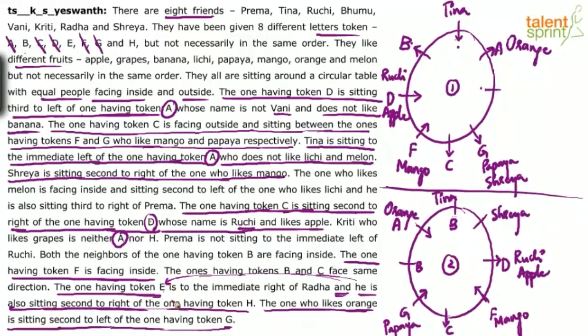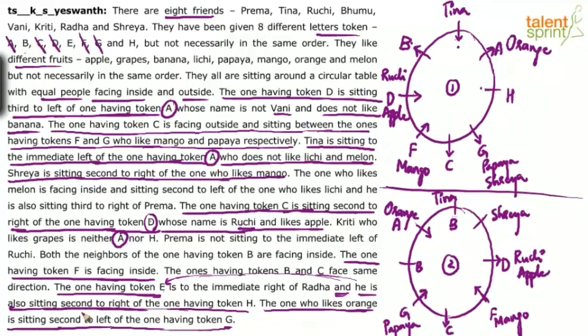We know that E is second to the right of H. If you take H in Tina's place, H is facing center. Right will be anti-clockwise. So second to the right will be here. E should come here, but this is already occupied by D, which means this cannot be H. So can we take this as H? Yes. Then the only possibility is this has to be H. There is no other place left, right?